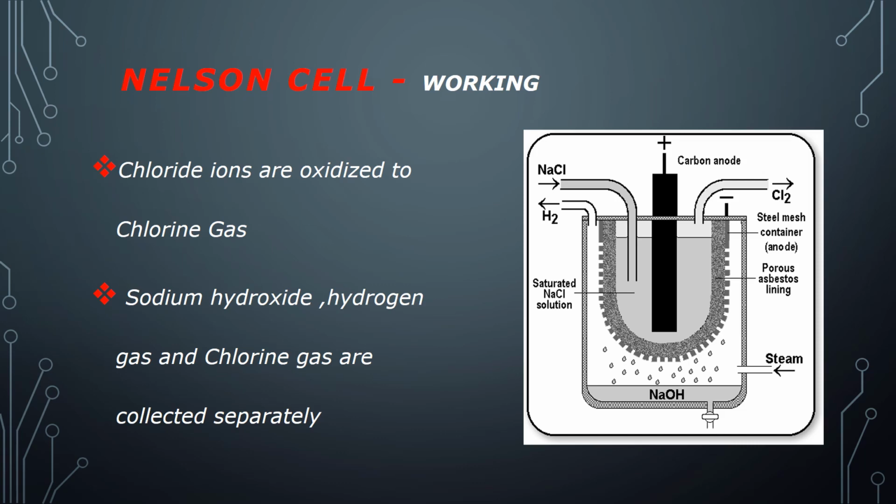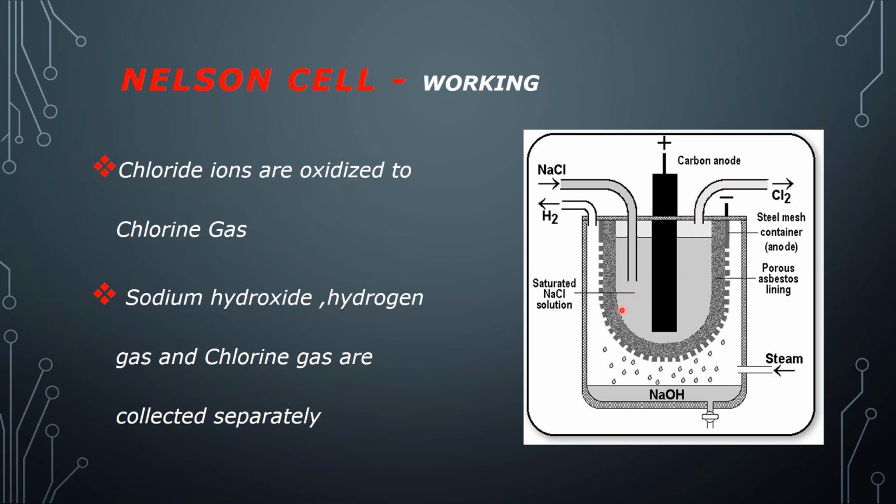The chloride ions, which are negatively charged, begin to move towards carbon anode. The carbon anode carries positive charge. Here, chloride ions give up their negative charge, meaning they lose electrons, and two chlorine free radicals combine to produce a chlorine gas molecule. The chlorine gas produced in Nelson cell is collected separately from the anode compartment.